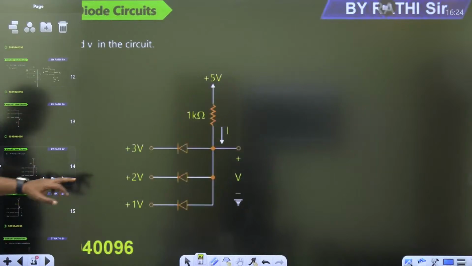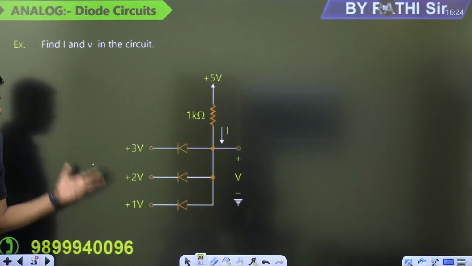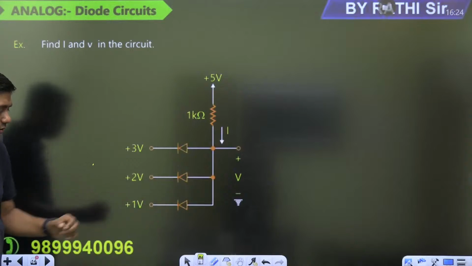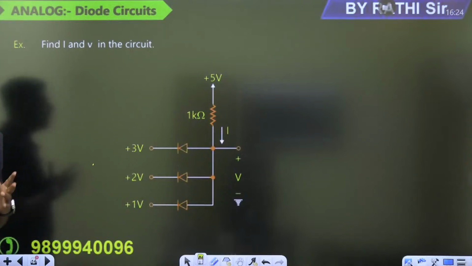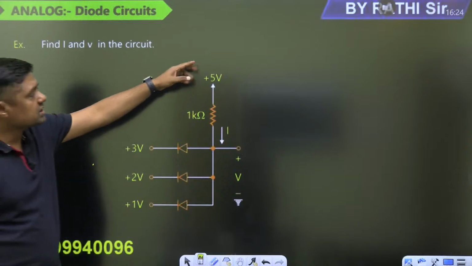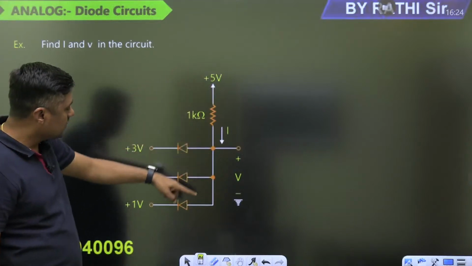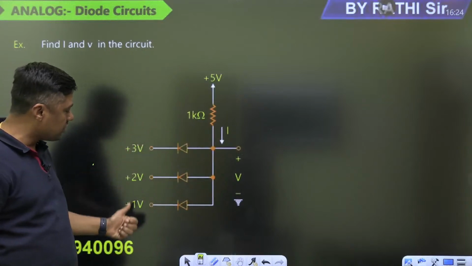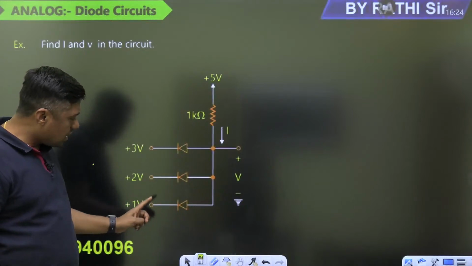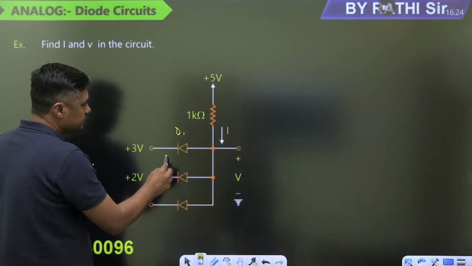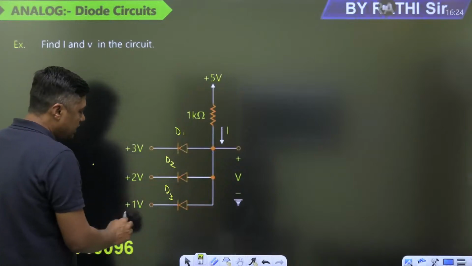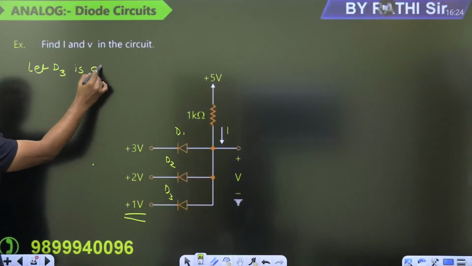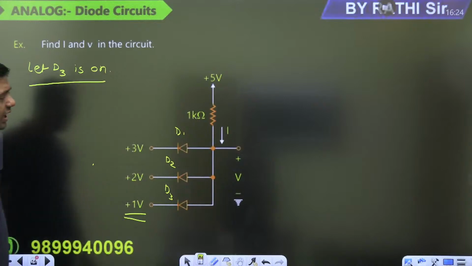Similar type of questions when we are looking at the negative side, guys. For example, on the inverting terminal, this is the VN. So always go with the lowest value. It is a 1 kilo ohm, 5 volt is connected on the positive side. But which one is the most expected? Lowest value, 1 volt. Once it is on, let D1, D2, D3, check the lowest value, let D3 be on. Once D3 is on, it will act as a short circuit.